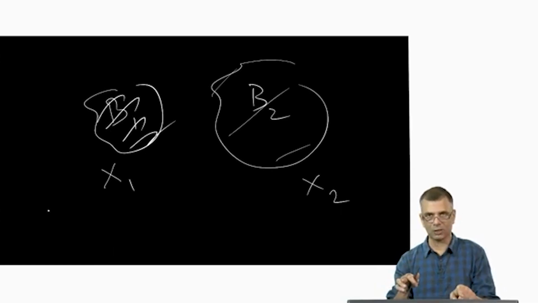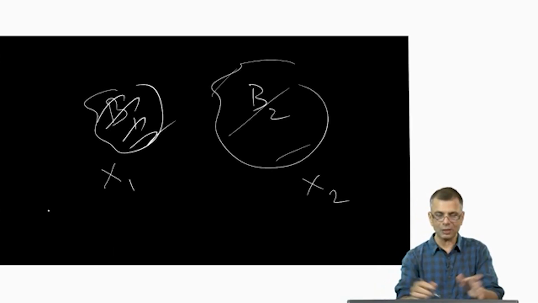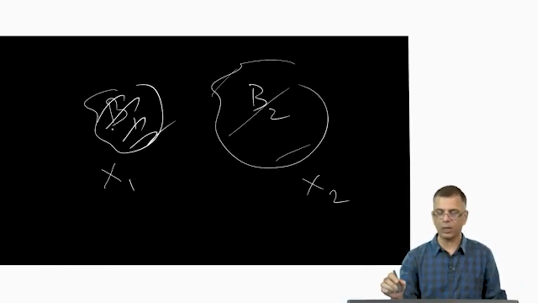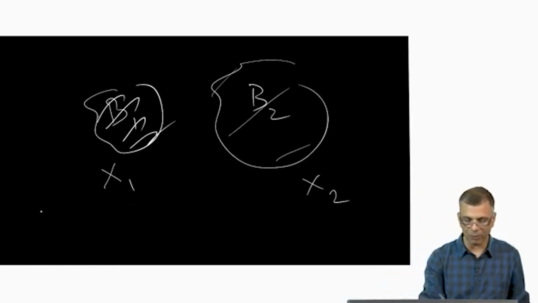Not in the transverse direction. Okay, so this is the boundary condition. At x1 you have b1 and at x2 you have b2. So this would be a boundary condition.